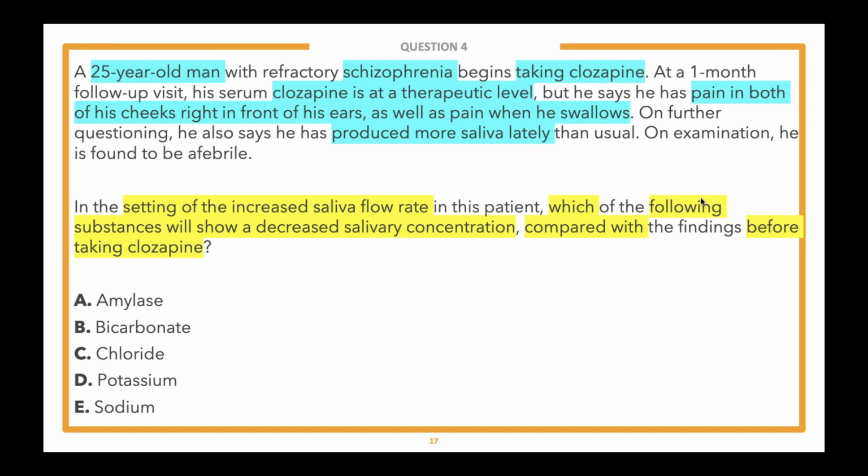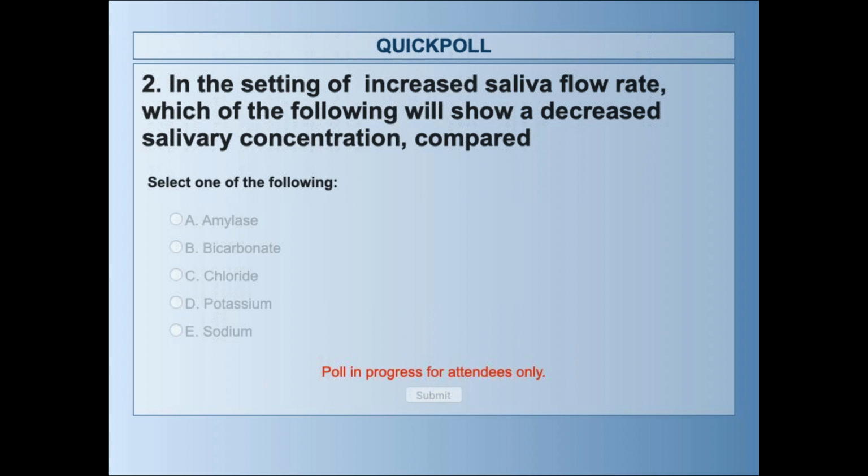So we're going to go ahead and open up that poll. Go ahead and select the answer choice you think is the right answer, and we will talk about it in just a few seconds. I'll go ahead and read that question one more time, just in case. In the setting of the increased saliva flow rate in this patient, which of the following will show a decreased salivary concentration compared with the findings before taking clozapine?